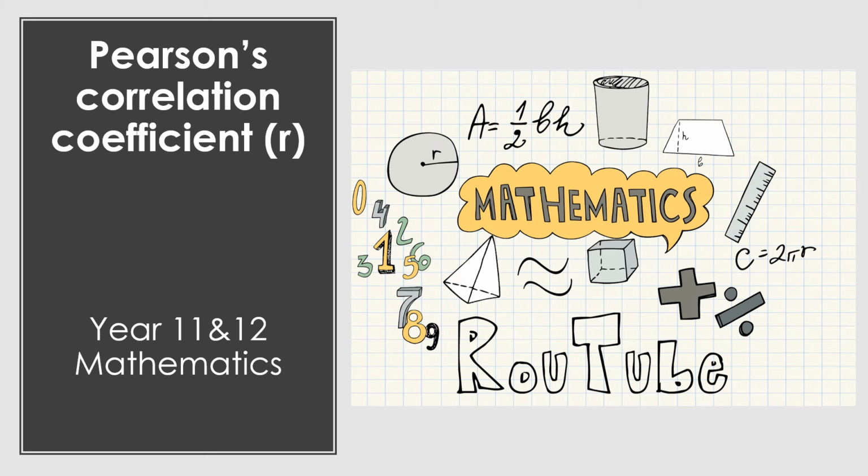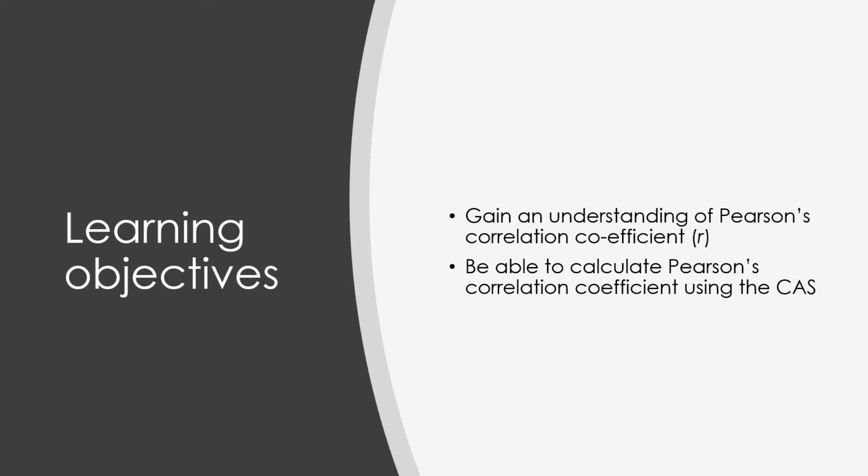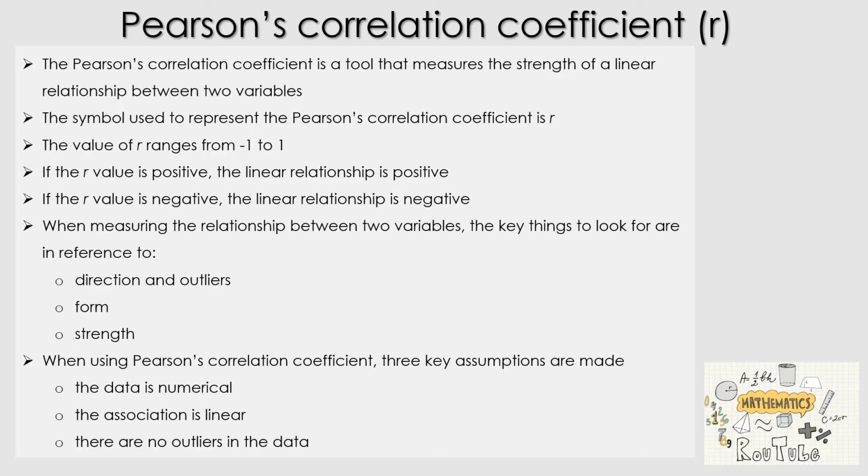In this video, I will explore Pearson's correlation coefficient, which is known as the R value, which students will study in Year 11 and Year 12 further maths. So a couple of learning objectives in this video. The first one is to gain an understanding of Pearson's correlation coefficient, which is once again known as the R value. And the second objective is to be able to calculate the R value, Pearson's correlation coefficient, using the CAS calculator. Alright, so just a bit of background on Pearson's correlation coefficient.